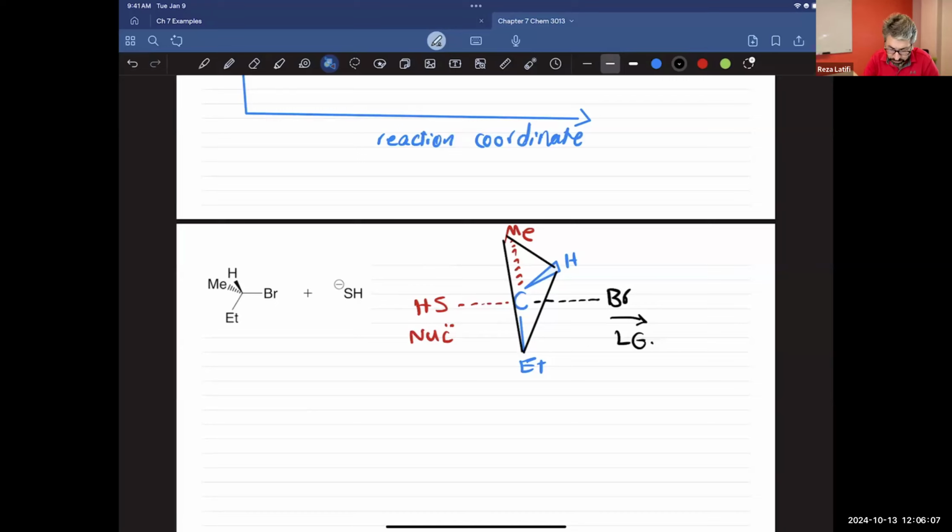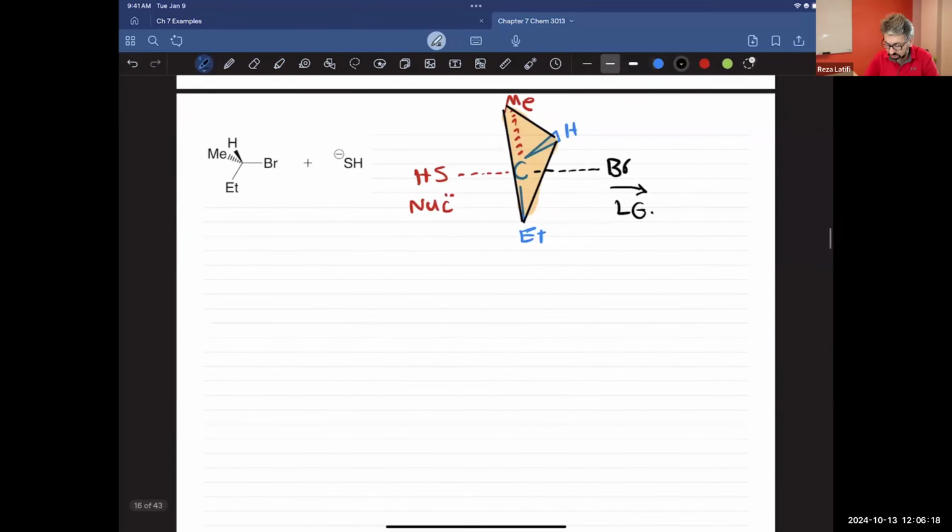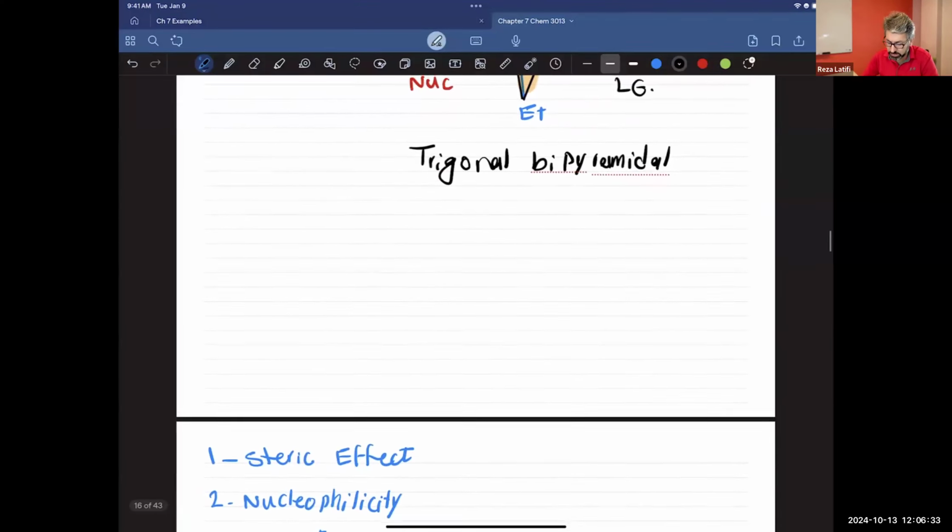And that plane will be completely flat, and the bond angle between the groups will be 120 degrees. Okay, so the geometry of the transition state will be trigonal bipyramidal. You can assume it like that.